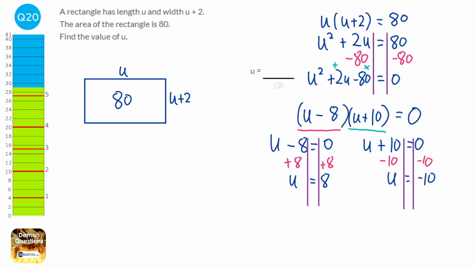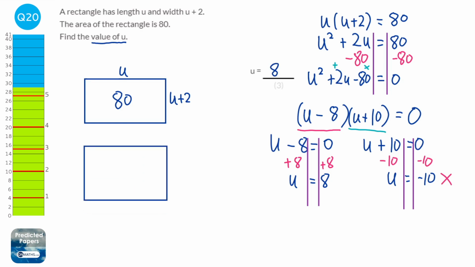Now it might get confusing because it says find the value of u, but a length needs to be positive. So this minus 10 is not the correct answer. Our correct answer will be 8. And we can actually check this because if I fill in the value of 8, we can have 8 at the top here, and 8 plus 2, which is 10. 8 times 10 is 80. So we know that we've got the right answer.